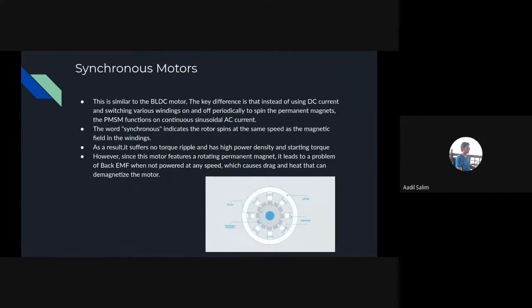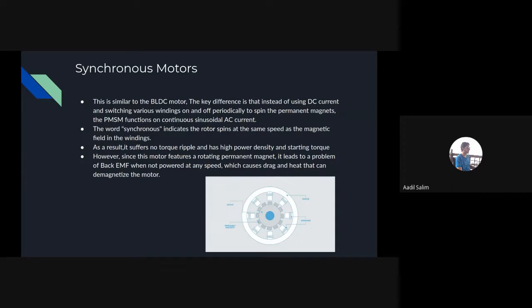Moving on now from asynchronous motors to synchronous motors. This is like the AC equivalent of a brushless DC motor. And as can be imagined, the difference is that the AC current is supplied instead of DC current. The word synchronous indicates the rotor spins at the same speed as the magnetic field in the windings.